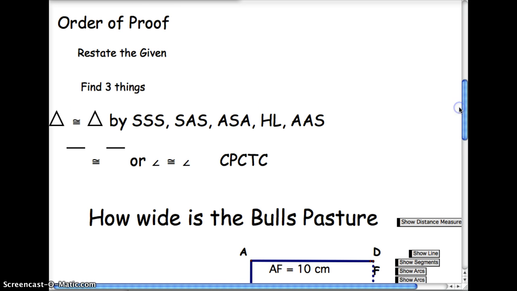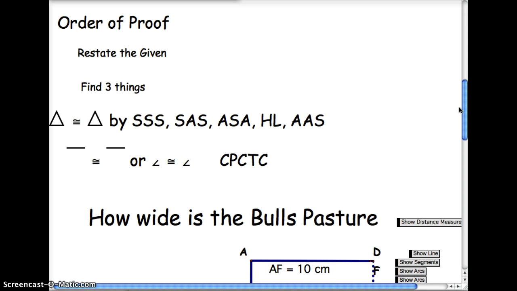Just a little nugget of knowledge here to kind of help you with proofs using CPCTC. The first thing you're going to do is obviously restate the given. Put that in there first. Once you have the given, then you're going to find 3 things to be congruent. You're going to find those 3 things in the triangle, whether it's a segment congruent because of reflexive, or a segment congruent because of the definition of a midpoint, or 2 angles congruent because of vertical angles. Whatever the case is, you're going to prove the 3 things to be congruent. Once you've proven those things to be congruent, now you can prove the triangle is congruent using one of the 5 things: side, side, side, side, angle, side, hypotenuse leg, and angle, side. Okay, those things will help you prove your triangles are congruent.